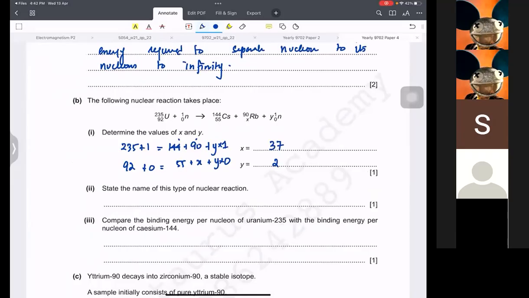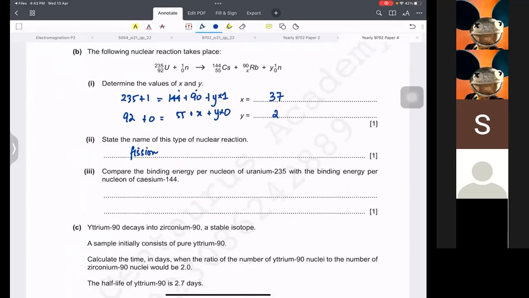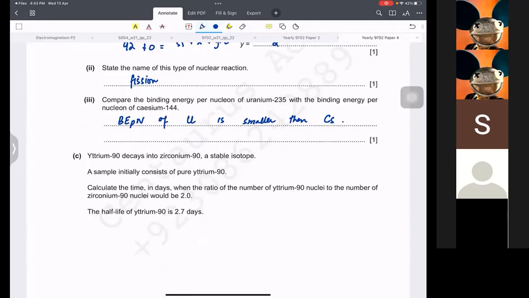State the name of the type of this nuclear reaction. It has to be fission, because a heavier nucleus is breaking, right? So compare the binding energy per nucleon of the uranium nucleus with cesium. So definitely the binding energy per nucleon of uranium is smaller than cesium. Okay. Yttrium-90 decays to zirconium-90.